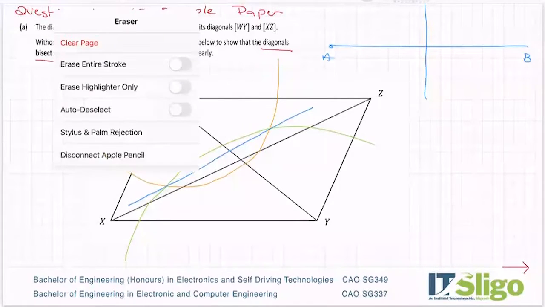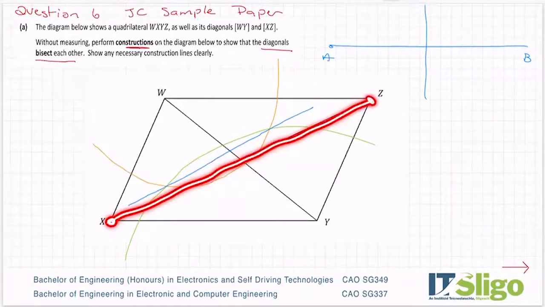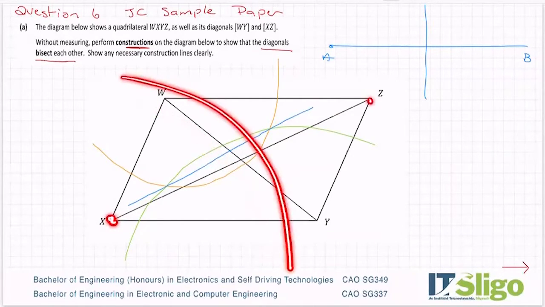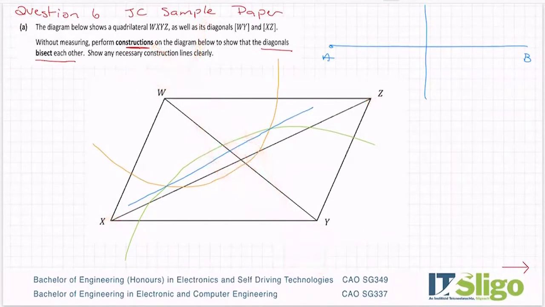You would then have to do the same thing for this line here, X and Z. Again, put your needle in X and draw your semicircle. That wouldn't be far enough. Draw your semicircle, put your needle in Z and draw your other semicircle, and then put your line in between. That one's much more accurate, in that I get the right point here. So that's how you bisect lines, and that's how this question is done.